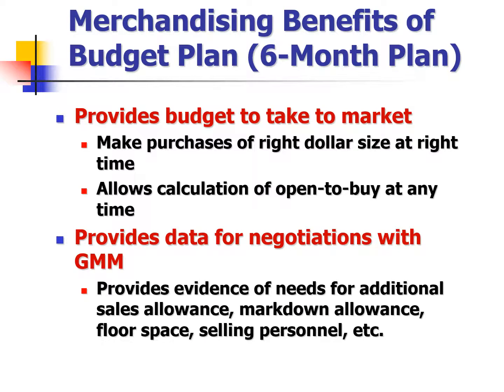Another benefit for the merchandising is that the 6-month plan gives the numbers, the data that you can take to the upper level people, like the general merchandise managers of the company, so that you can negotiate for some needs, for additional sales allowance or markdown allowance, floor space, selling personnel, whatever you need the resources for. You can take this dollar as the evidence for how much dollar you want to actually be able to generate, and given this, you need this kind of support. So it gives you the facts and data that you can use for negotiations, which is another benefit of having a 6-month, like a long-term plan.